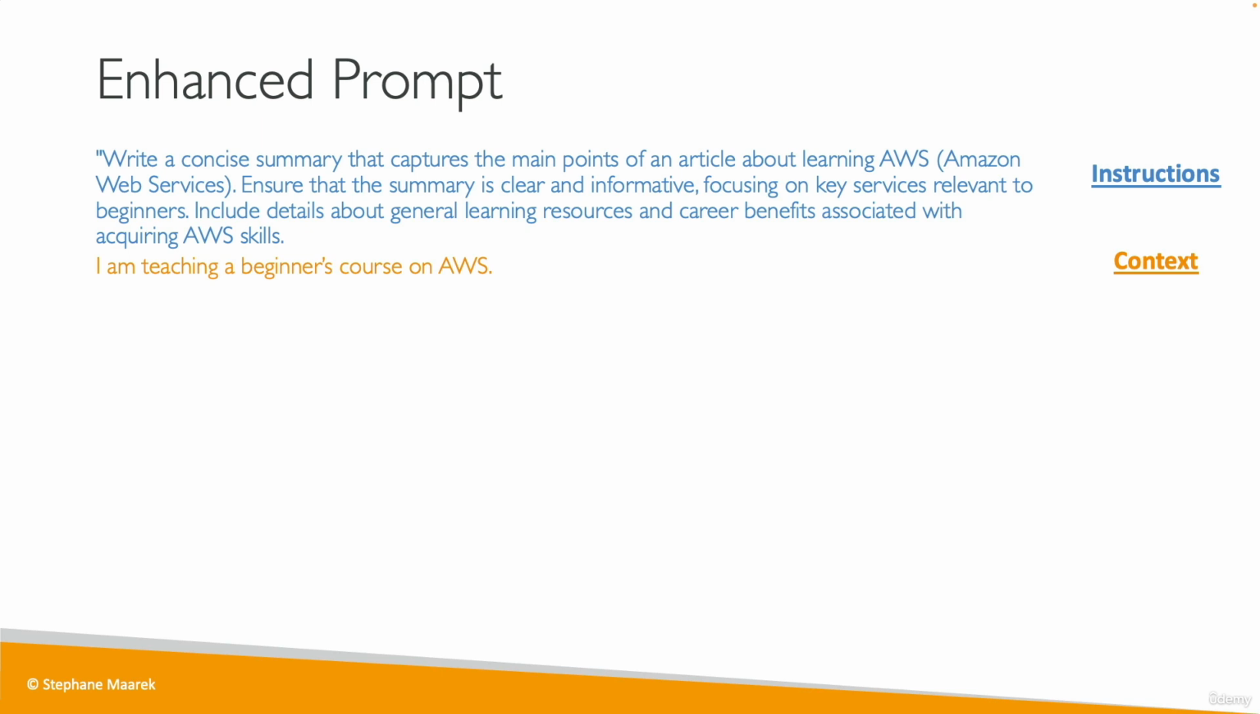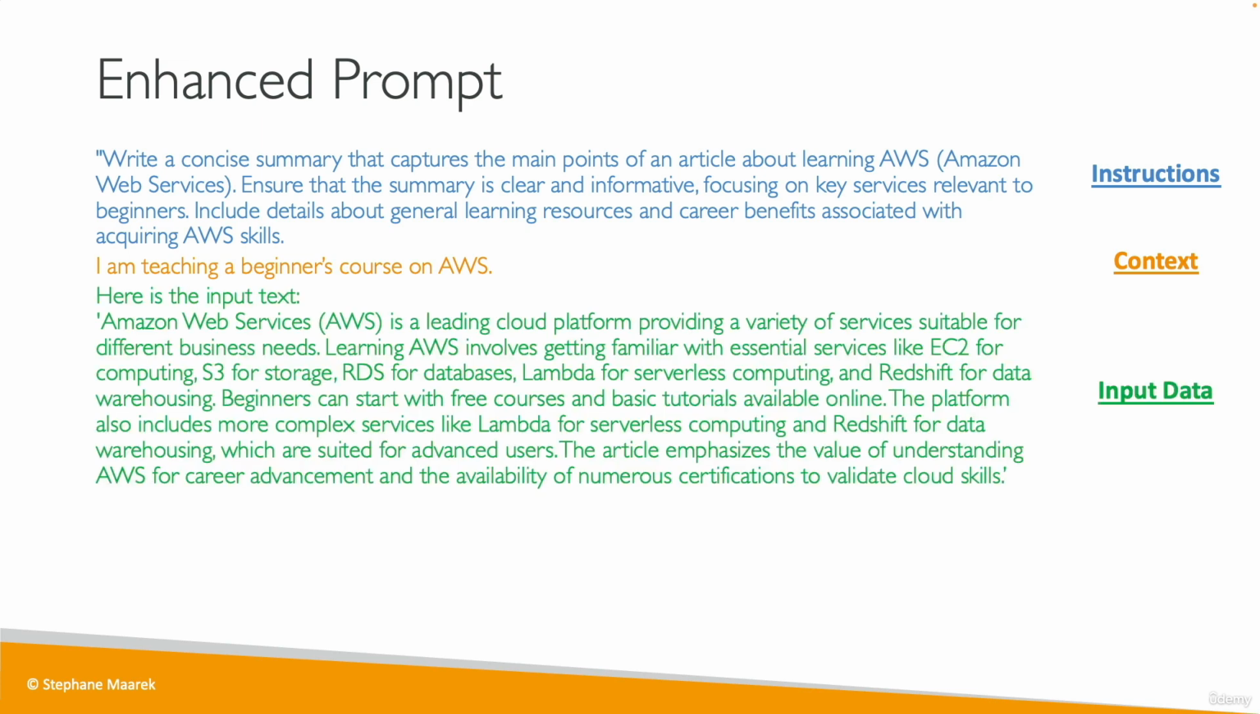Then we have some context. I am actually teaching a beginner's course on AWS, and therefore the model will respond in a way that can be understood by beginners. Then we can give some input data. So here is some input data about AWS, and this is what I want the foundation model to summarize. And finally, the output indicator. I want the FM to provide a 2-3 sentence summary that will capture the essence of the article.